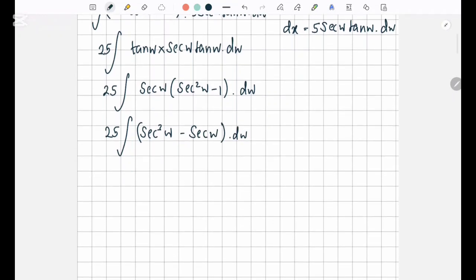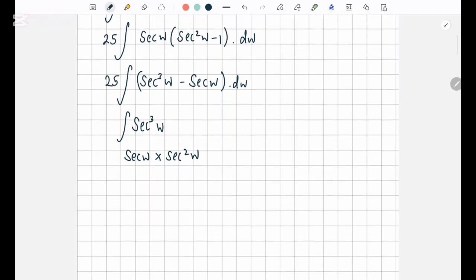So now we could integrate them separately. So let's leave the 25 outside for now. You don't have to worry about that. So when you integrate sec cube w, you can break this into 2: sec w into sec squared w.